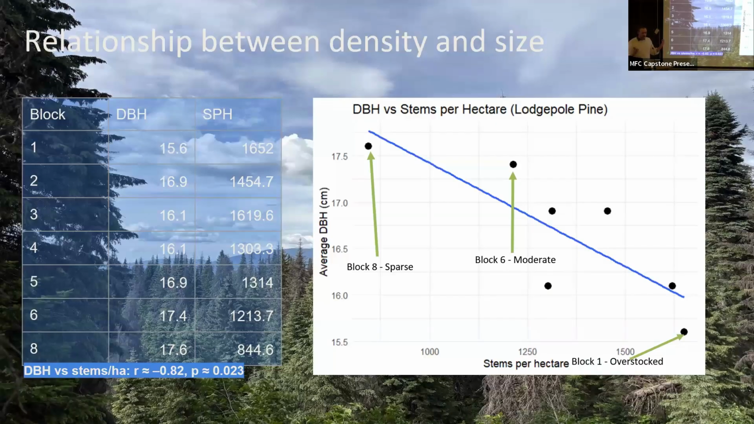How I concluded what blocks to use: I ran a correlation on DBH and density and determined that there's a strong negative correlation between stand density and size of trees. So I wanted to get a broad range of this. I wanted to understand what these thinning effects will be on a sparse block, overstocked block, and a moderately stocked block at different size classes as well.